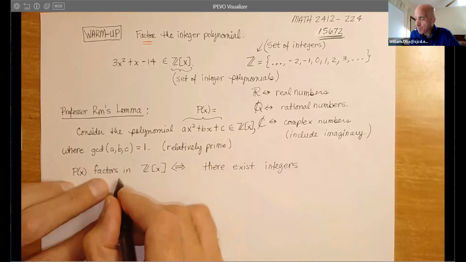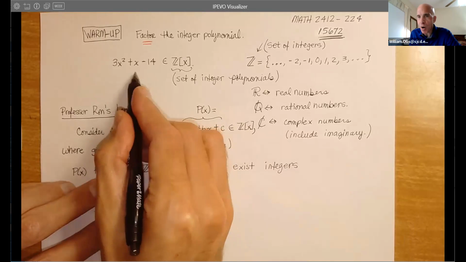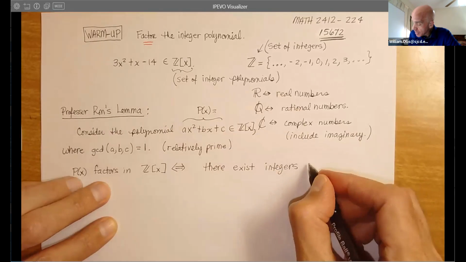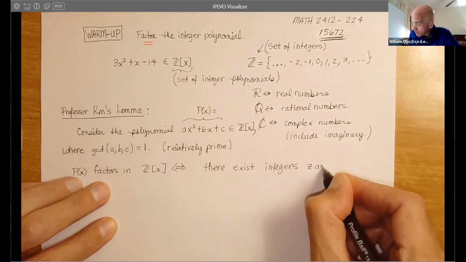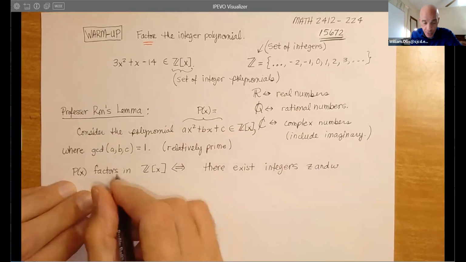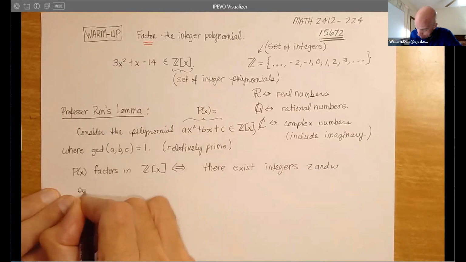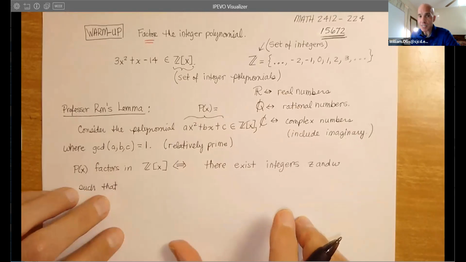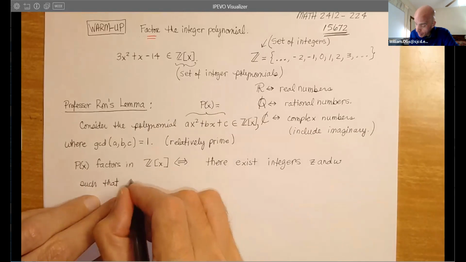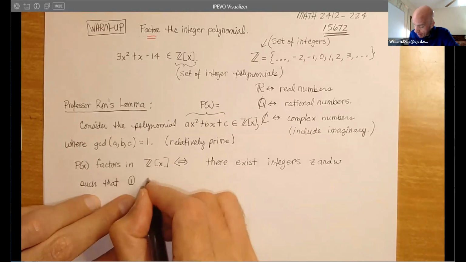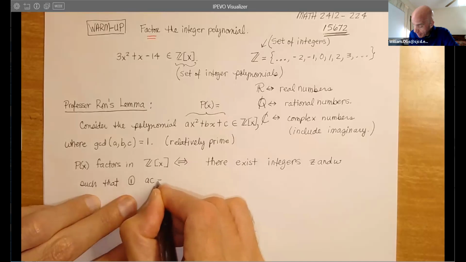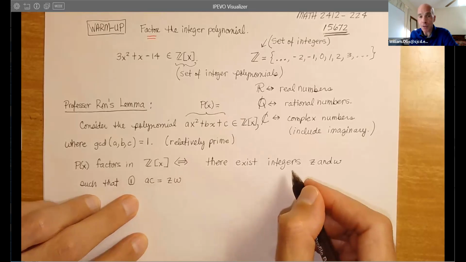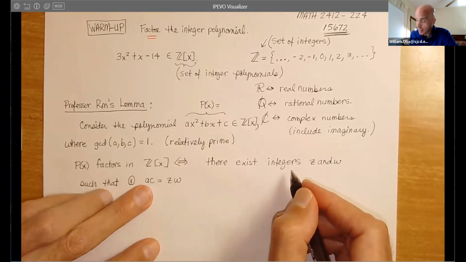And when we say something factors as a quadratic, we can write it as two first degree term factors. There exist integers Z and W such that, and this is the little algebra that you always do when you do these kinds of problems. Number one, AC equals ZW. So that's what gets the ball rolling. That's how you start the process. That's what we call the AC lemma.